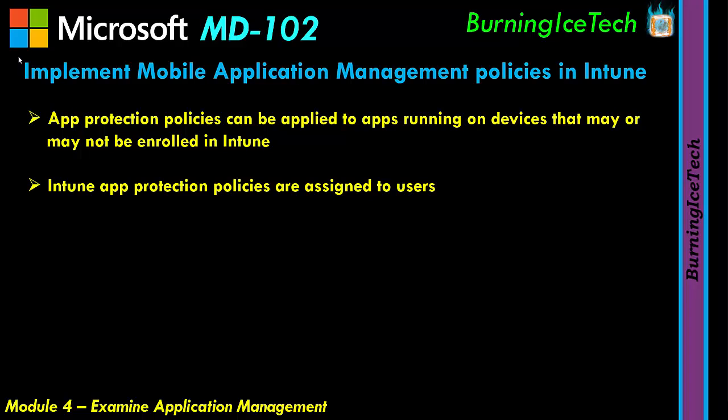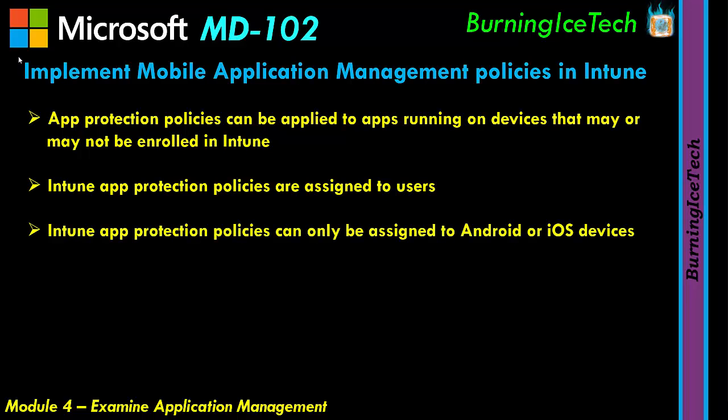Something I also mentioned earlier was Intune app protection policies can also be assigned to iOS and Android devices. If someone has a device like a Windows device, then you'd rather use something like Windows Information Protection, which does very much the same thing in some ways, except, well, it's for Windows.